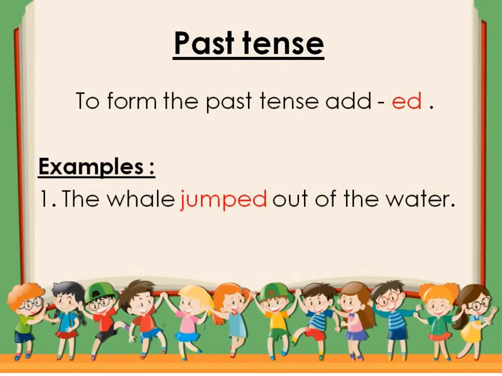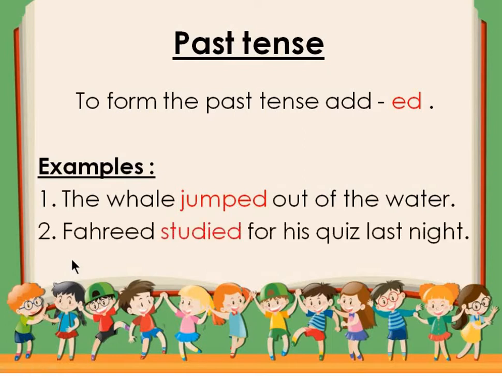The basic way to form the past tense in English is to take the present tense verb and then you will add the suffix ed. Let's take a look at these sentences. Number 1. The whale jumped out of the water. The whale already jumped out of the water, so the verb that we use ends with an ed. Number 2. Farid studied for his quiz last night. He's already done studying for his quiz. So the verb that we use here ends with an ed.